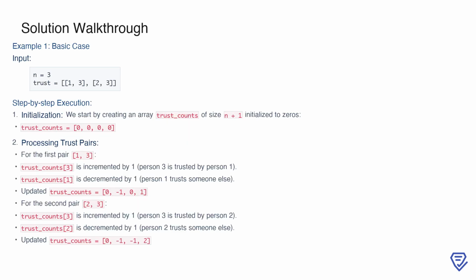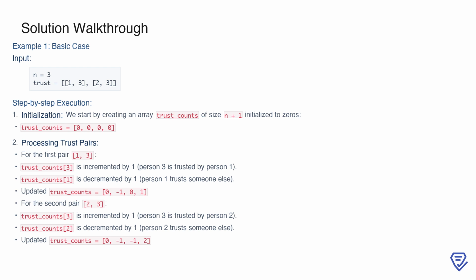To solve this problem, we begin by analyzing the first example. Here, we have 3 people, and the trust relationships are given as pairs where the first person in each pair trusts the second. Our goal is to find the person trusted by everyone else. First, we initialize an array called trust_counts with a size of n+1, all set to 0. This array will help us track the net trust score for each person, where a positive value indicates being trusted and a negative value indicates trusting others.